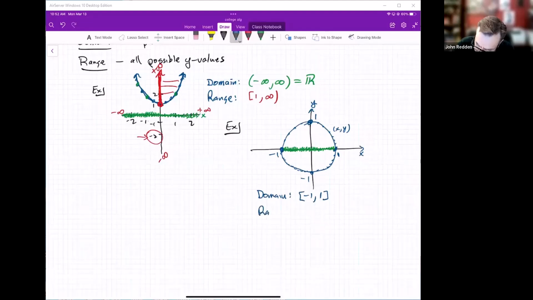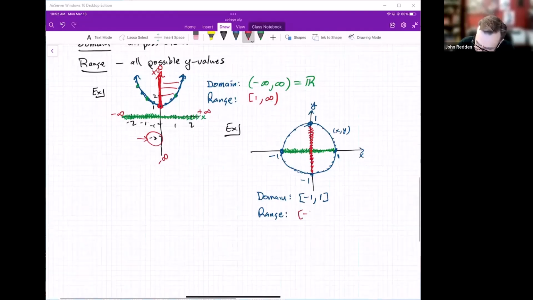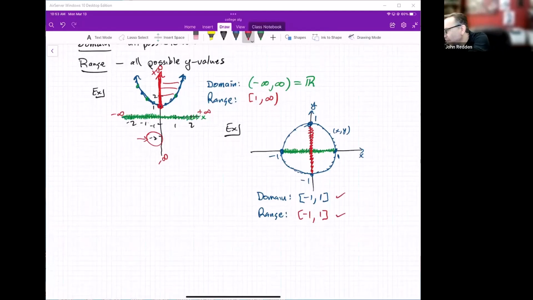And the range, do that in red, those are the y values. So that's this part. And so the range is going to be, again, from -1 to 1. So the domain and range are kind of the same, but these are x values and these are y values, so they're not really the same. Okay, so that was pretty quick. Domain and range, vertical line test, we got that.